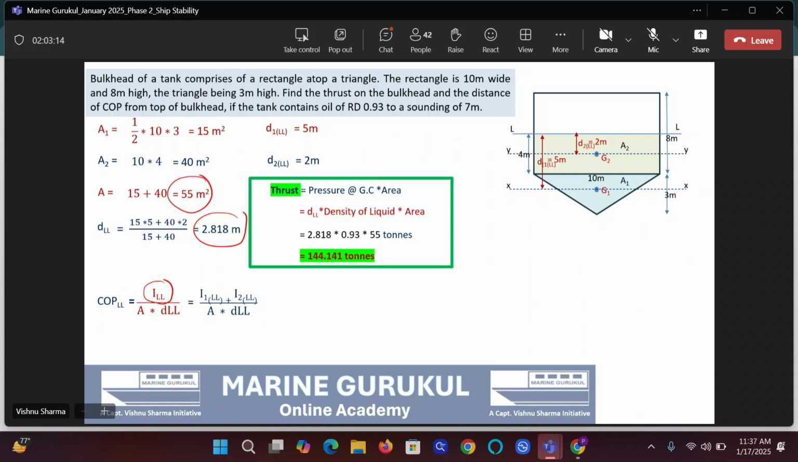Correct. Guys, tell me, if I have to write the theorem of parallel axis for I1LL, what will I write? Tell me, guys. I1XX, beta. Say I1XX. I1XX plus area 1 into D1LL square. Very good. He says this, but he also says we can consider the base as I1XX plus area 1 into D1LL square. Does everybody agree with him or is there a difference of opinion, guys?